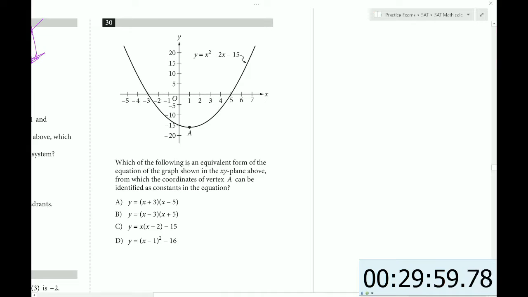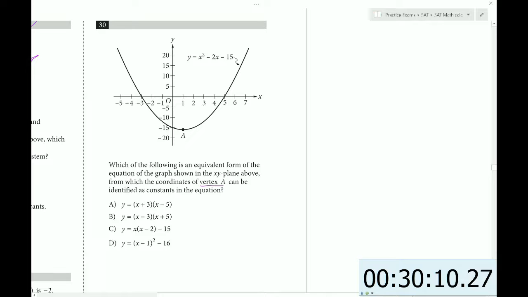Which of the following is an equivalent form of the equation of the graph shown in xy plane above, from which the coordinates of vertex A can be identified as constants in the equation? So that end part there, the coordinates of vertex A, that means they want it in vertex form. Okay? And so we can eliminate anything that's not in vertex form. These are both factored form, right?